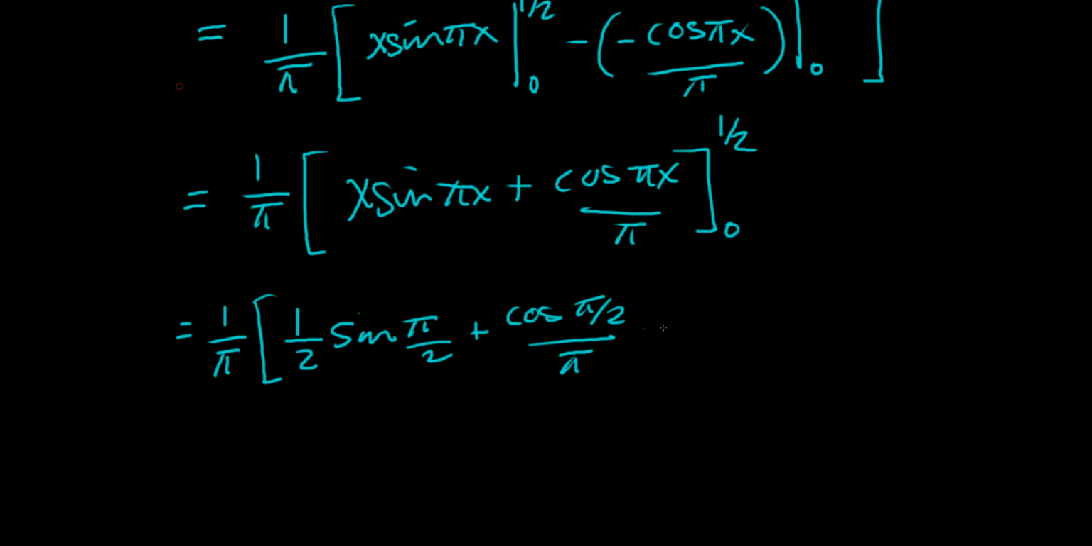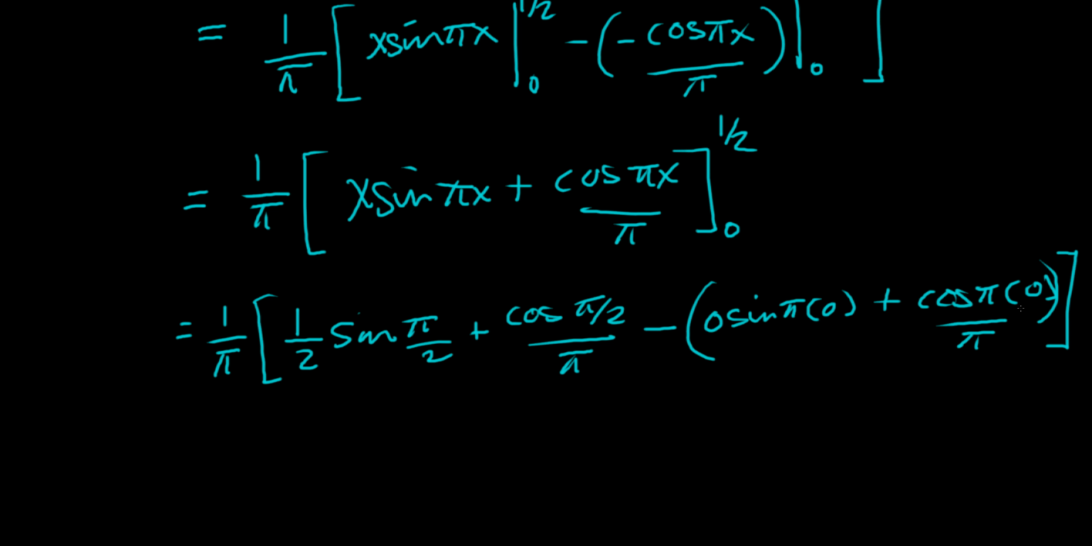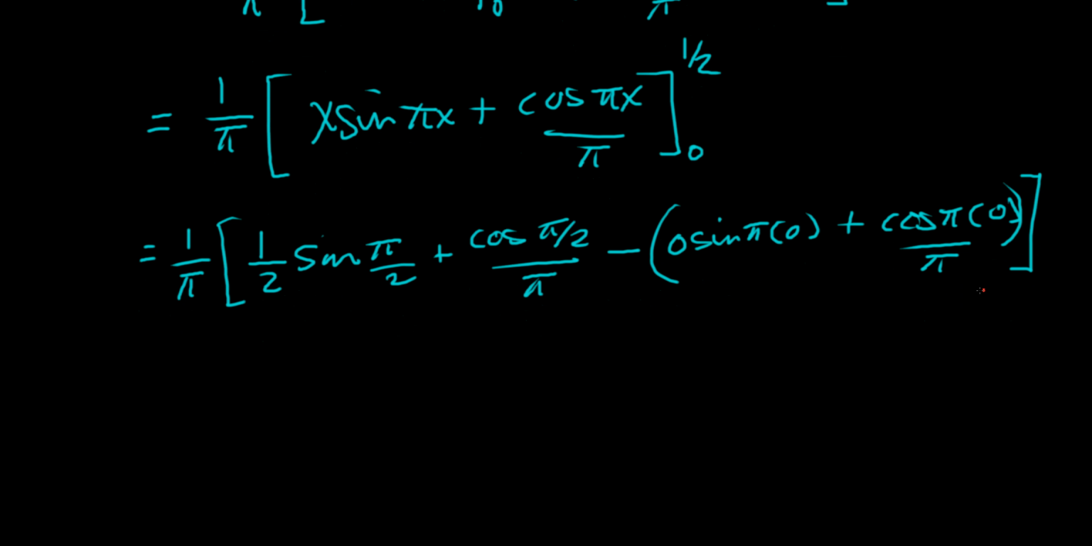And then we need to subtract from that what we get when we plug in our lower bound. So we get 0 times sine of pi times 0, right? Plus cosine of pi times 0, over pi. And we have to try to fit those brackets there. And then what do we get? So we got some simplification that we can do here.